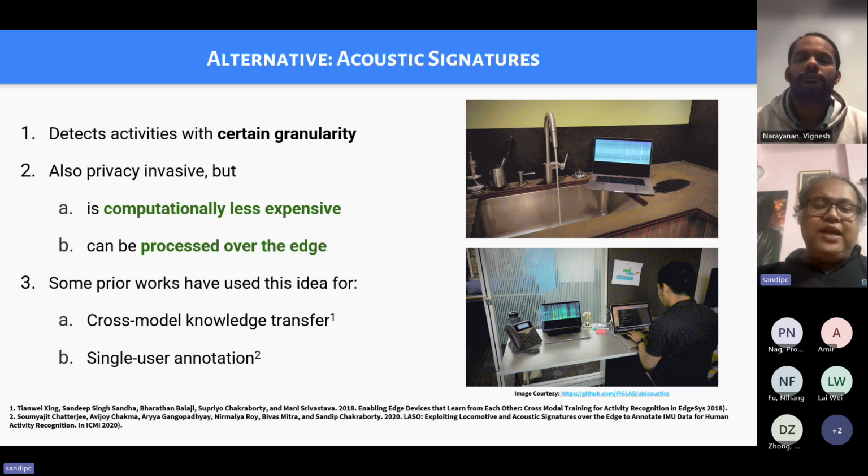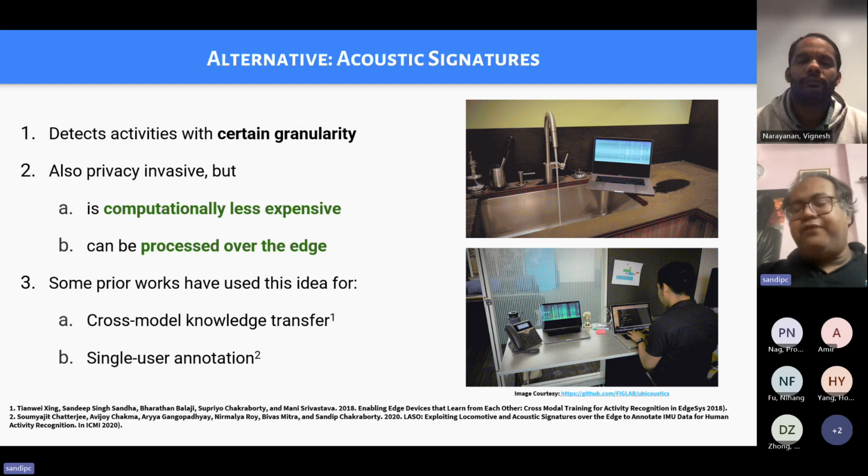But one of the advantages that we have with acoustic signal is that the processing of acoustic signal is much more lightweight compared to processing of the video signals or the video data. So what we can possibly do is build lightweight models or lightweight approaches that we can run on the edge devices that are deployed in the home itself.